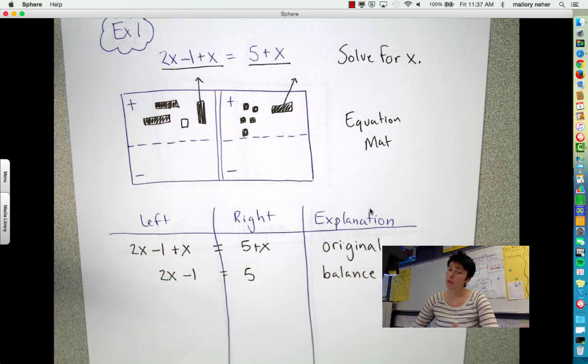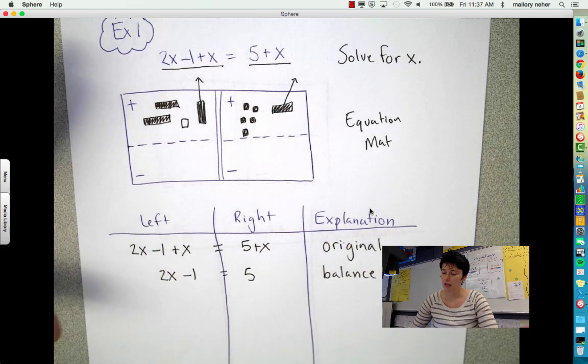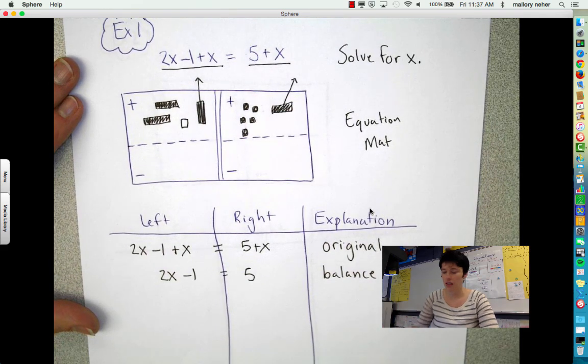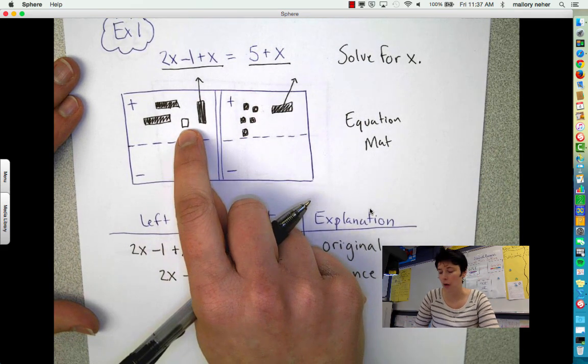I want to move on to some of my other steps, and I don't see any zero pairs, but I do notice something that I could do. I see that there's a unit here and a whole bunch of units over here.